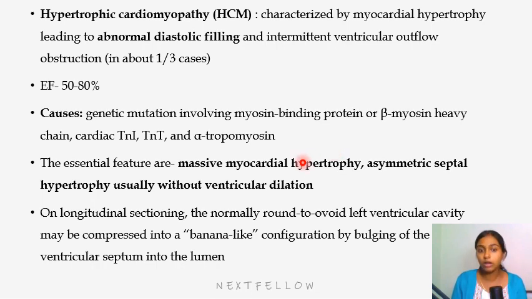On autopsy, in a cross section of the heart, the normal round to ovoid shape of the ventricle will be compressed into a banana-like shape. They can ask: the banana-like shape of the ventricle is seen in which cardiomyopathy? It is seen in hypertrophic cardiomyopathy.